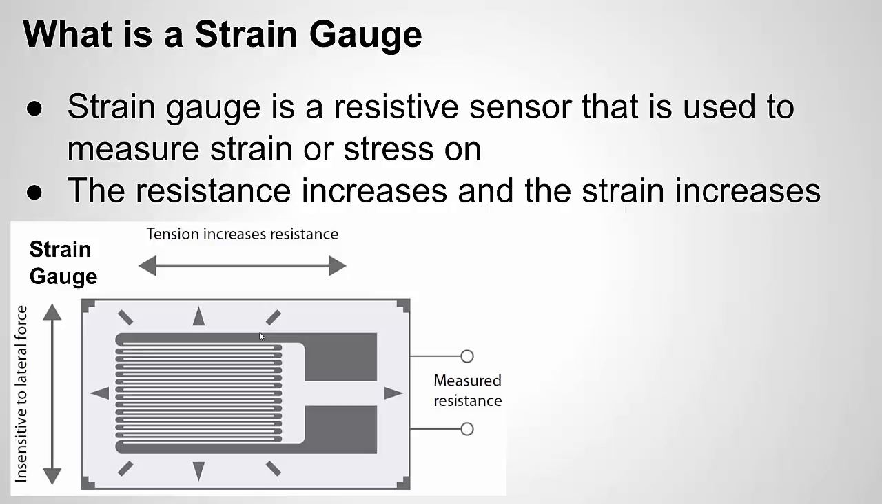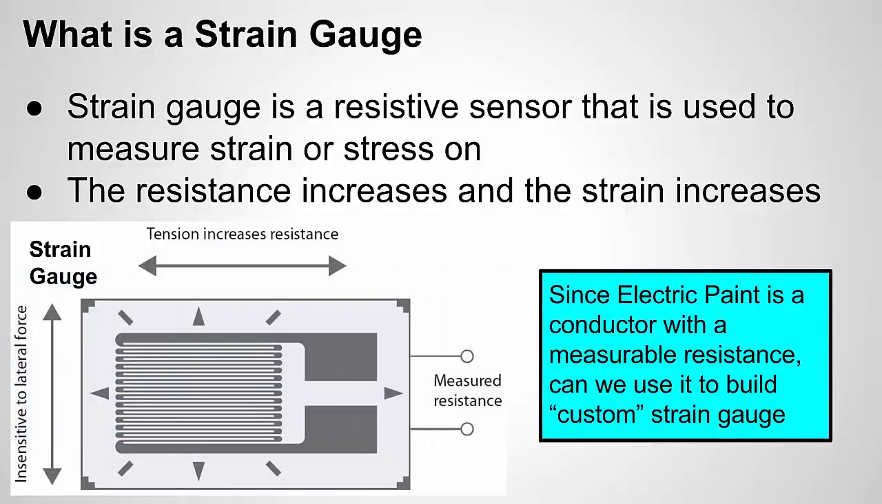It's important to note, though, that the resistance changes aren't huge, so you have to have a pretty accurate measurement device with pretty high resolution to detect the changes. And I should also say, strain gauges aren't cheap. If you've ever bought one, they're pretty expensive. So this is a good way to get a low cost custom strain gauge, using the electric paint. Once again, the electric paint has a measurable resistance, so we can paint it on anywhere and use that resistance and the change in that resistance to use it as a strain gauge. And that's what we're going to do.